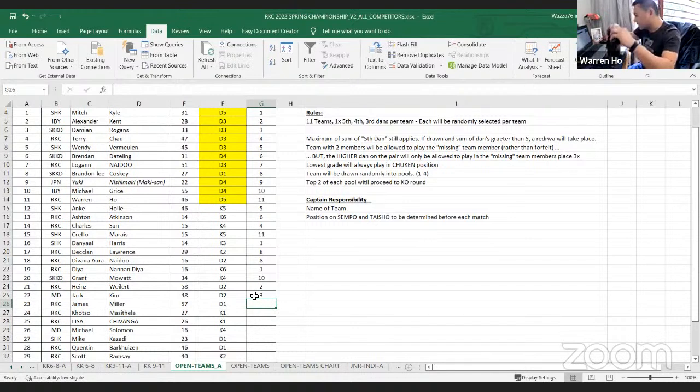Next one is going to be James Miller. James Miller is the first Dan from the RKC dojo. And Mr. Miller, okay, I have electricians coming. James, you are going to be part of team number 6. Team number 6, can you be part of? Yes, you can be part of Brendan Dateling's team because he's a 4th Dan, you're a first Dan, and that means team number 6 is complete.